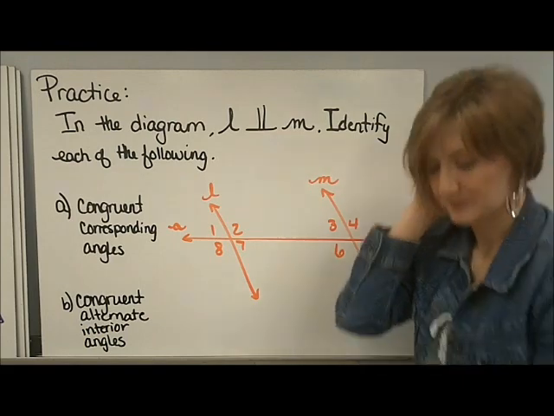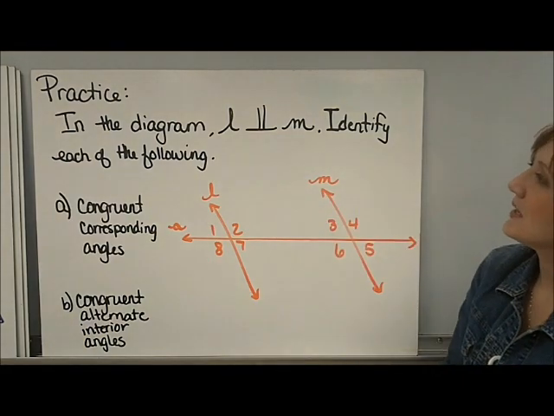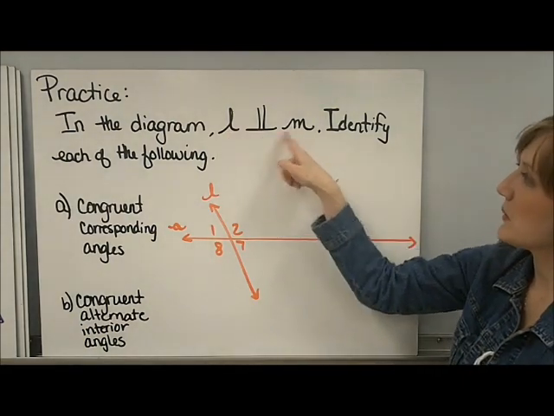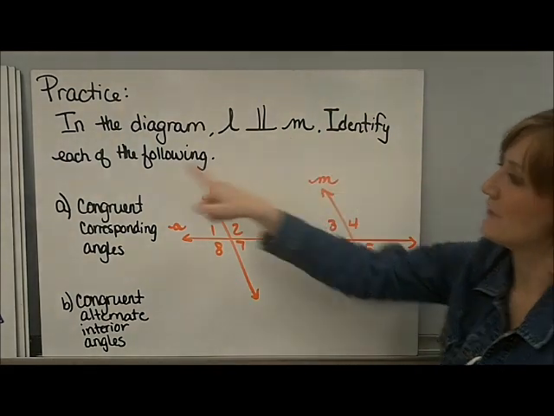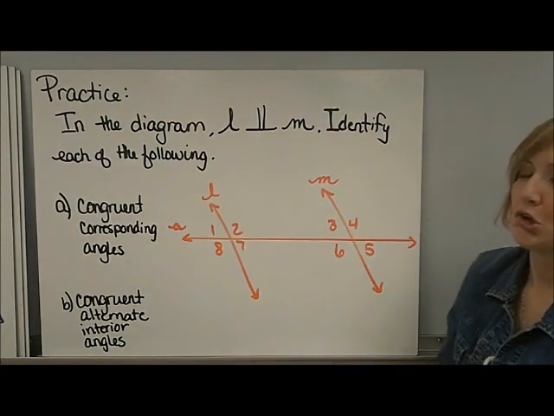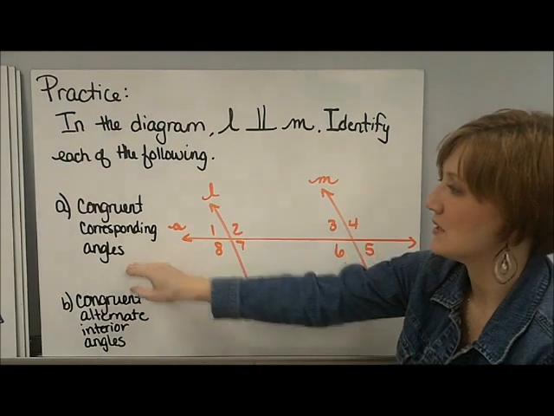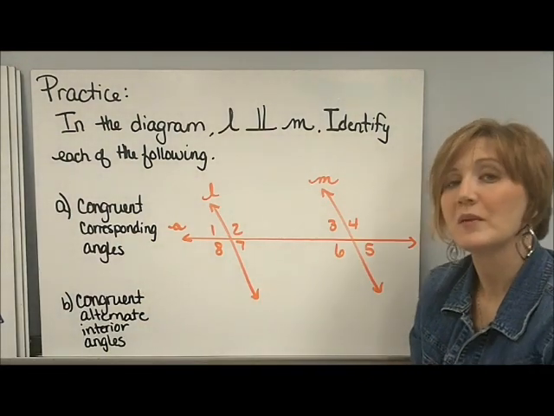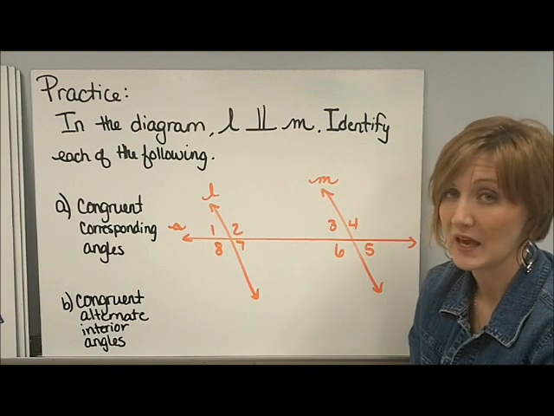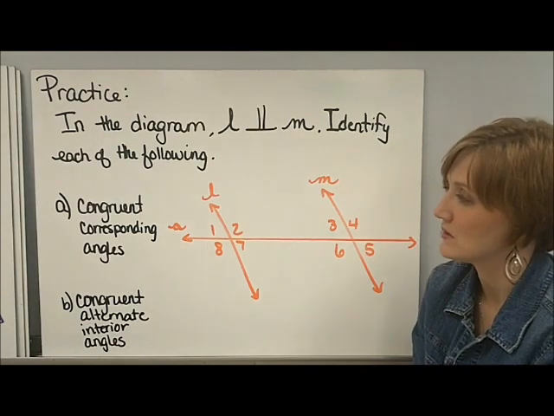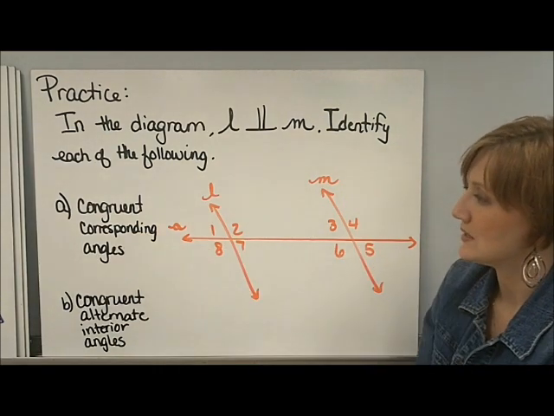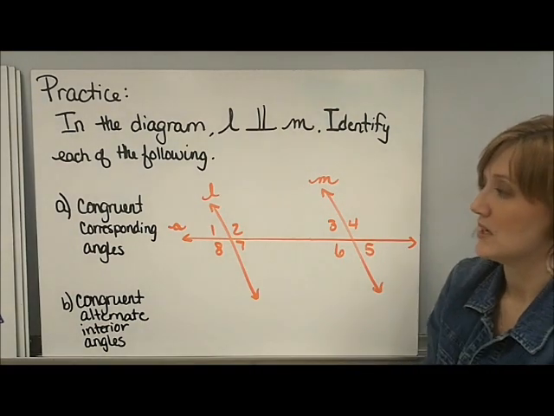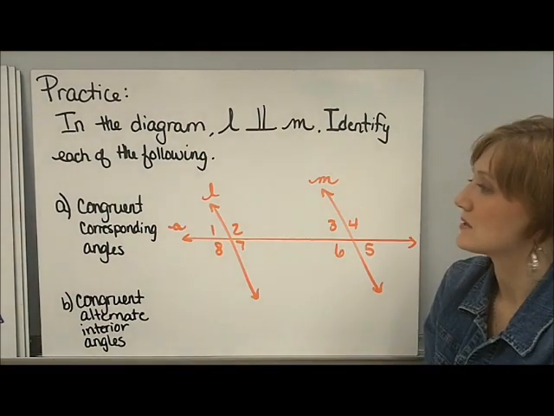So on to some practice. In the diagram, line L is parallel to line M. Identify each of the following. Congruent corresponding angles. What does that mean? Congruent, if you remember, means equal. So they're equal angles, equal measurements. They're corresponding, so it means they're going to be in the same places.